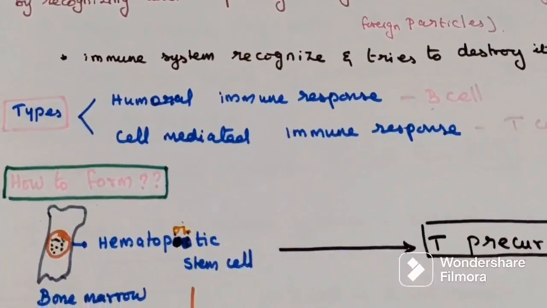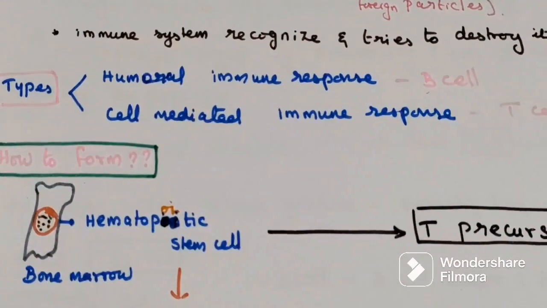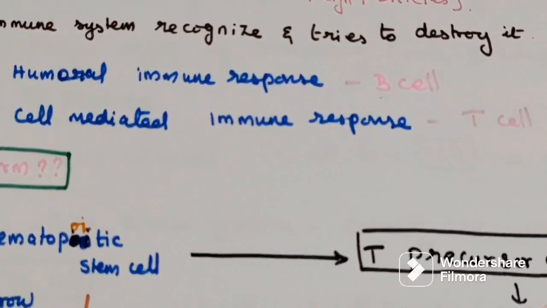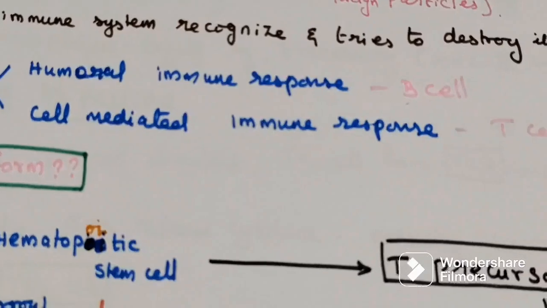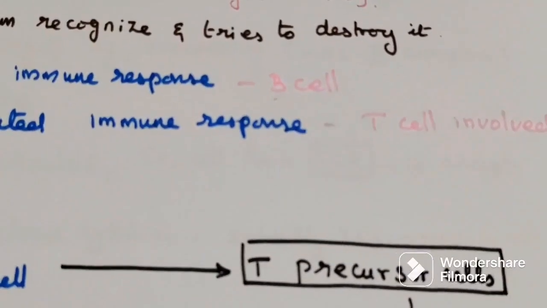Next, types. There are two types of immune response. One is the humoral immune response, and the second one is cell mediated. In the humoral immune response, B cells are involved. In the cell mediated immune response, only T cells are involved.